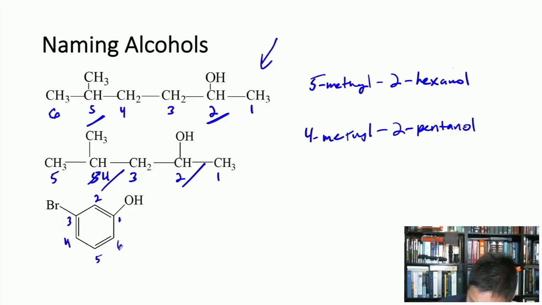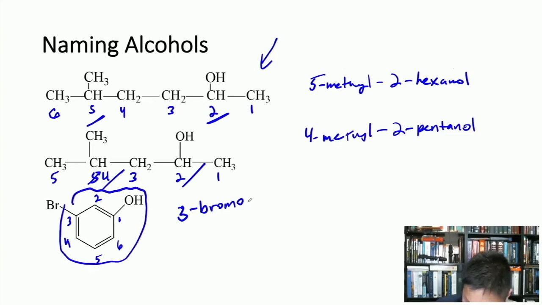So this is quite simply named 3 because the bromo functional group is attached to the 3rd carbon. So 3-bromo. And then what's the rest of this thing called? The rest of it is a phenol. So 3-bromophenol. So naming those guys is pretty simple for alcohols.